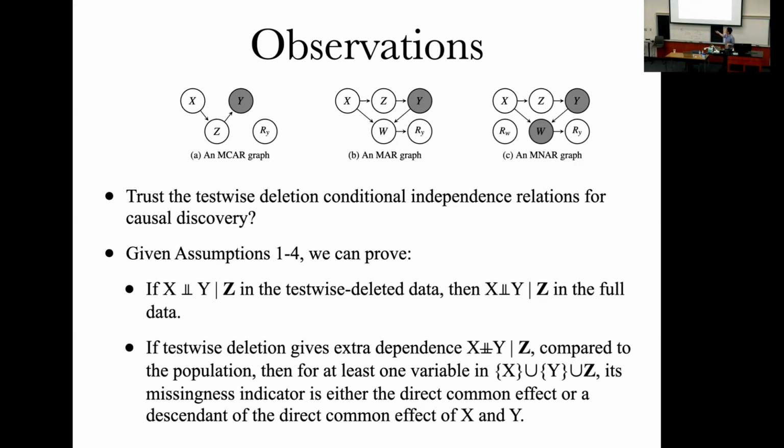Okay? And then if they are not independent, generally speaking, they are not independent in the original data without missing entries. But in one situation, that's not the case. In what situation?